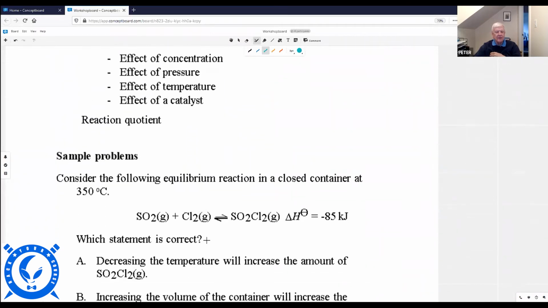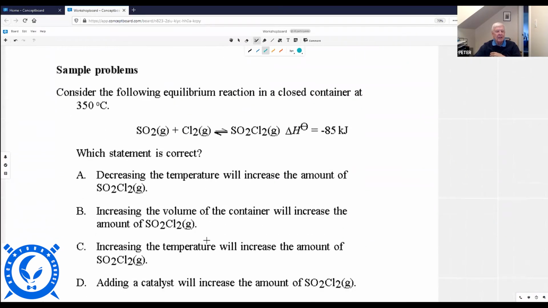All right, so here's our first sample problem. We have this reaction involving sulfur dioxide and chlorine in a closed container to form thionyl chloride, which has a delta H naught of minus 85 kilojoules as written. So the question then is, which of these statements is correct? Will decreasing the temperature increase the amount of product? Will increasing the volume of the container increase the amount? Increasing the temperature, etc.